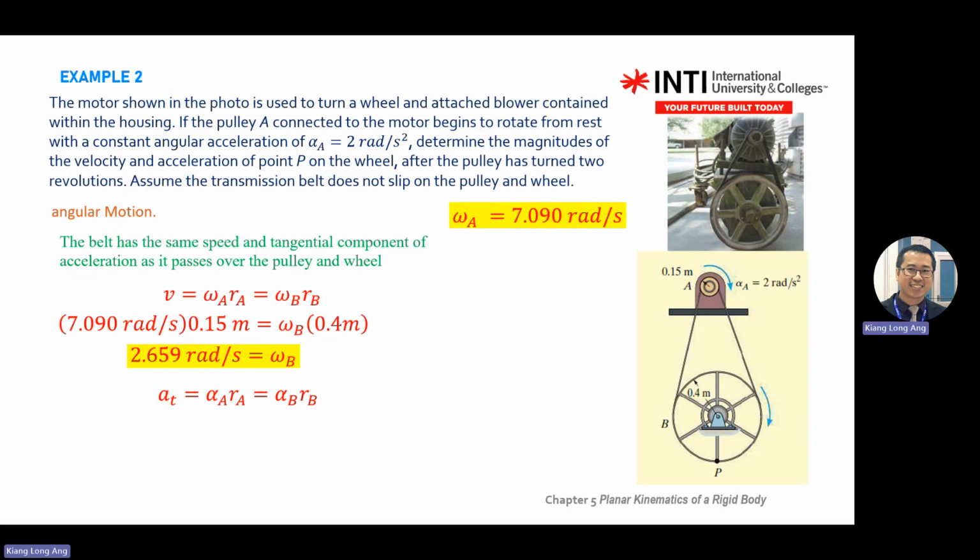So here we have the omega of two bodies. Then we find alpha.